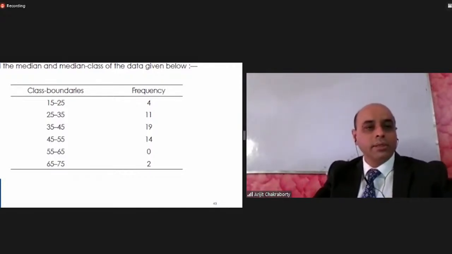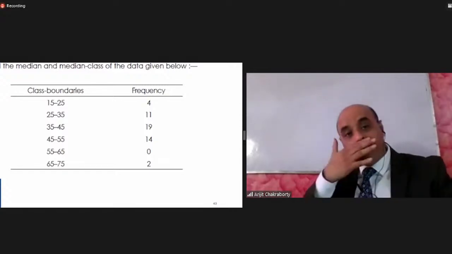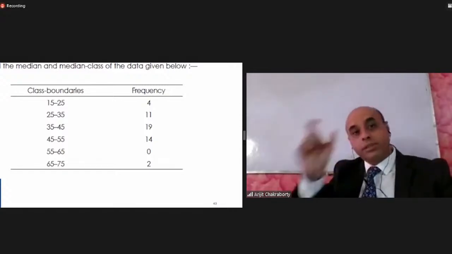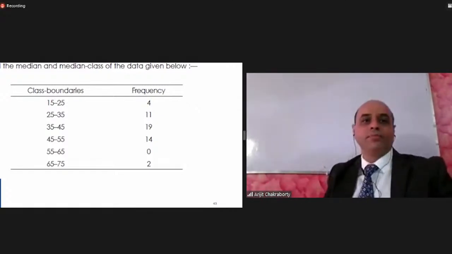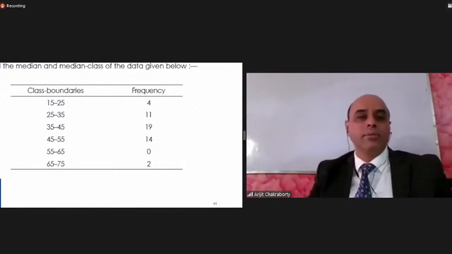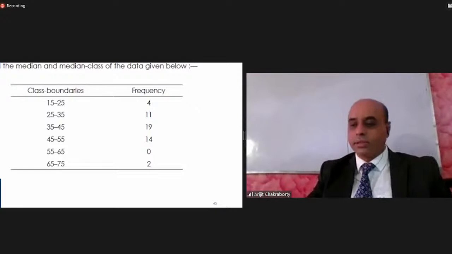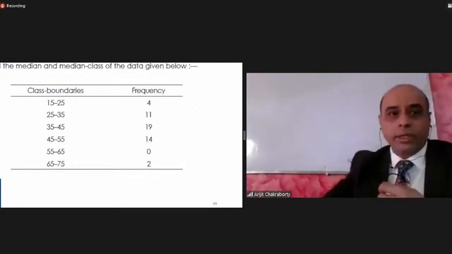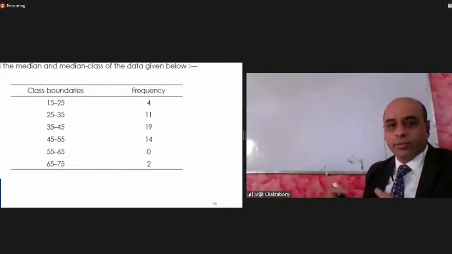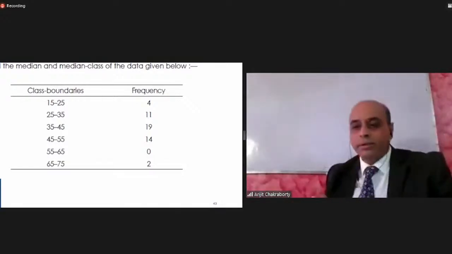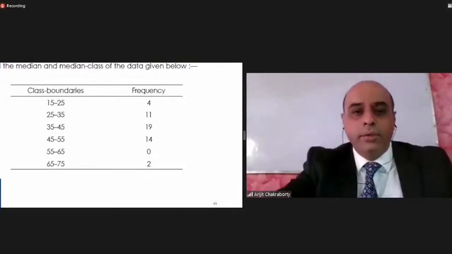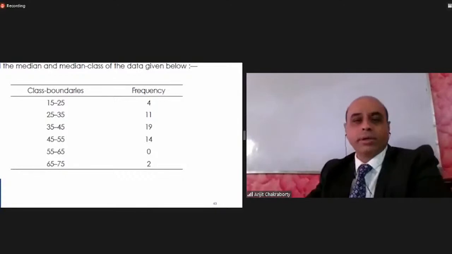Now let us see the median and the median class. Okay, Kaushik, 100 is even. We are using n plus 1, not just for even or odd, it's a general formula: n plus 1 by 2. Now let us try to find out the median and the median class of the data which is given here. Class boundaries are given and the frequency is given. In case of median, step number 1 is to quickly calculate the cumulative frequency.